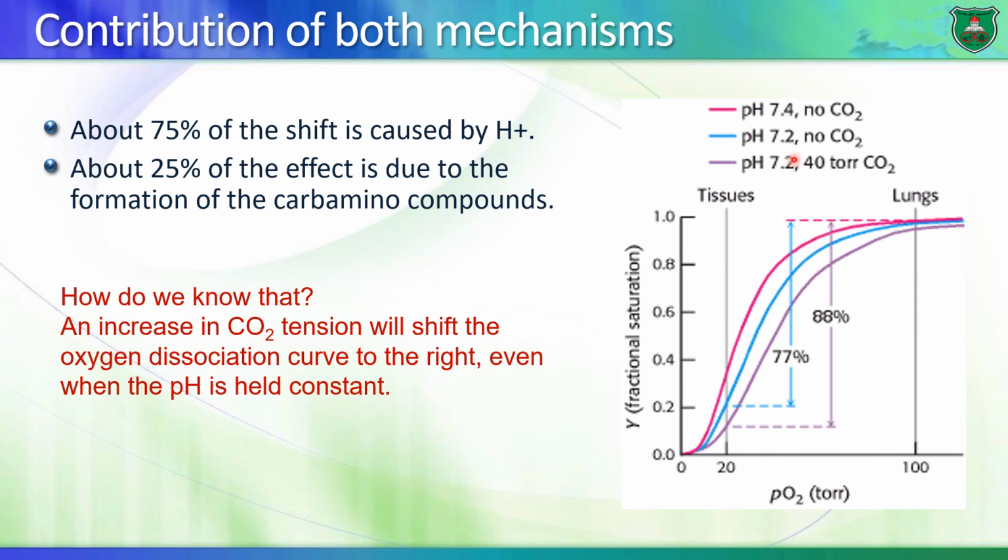Now, in the third sample, what we've done here is that pH is 7.2, but there is CO2. So you compare blue to purple. pH is the same. The only thing that is different is the concentration of CO2. And as you can see here, there's again shift to the right. So CO2 lowers affinity as well. And it turns out that 70% of the effect of CO2 is a result of forming protons. And 25% of the effect of CO2 is due to the formation of the carbamates, or what is known as the carbamino compounds.